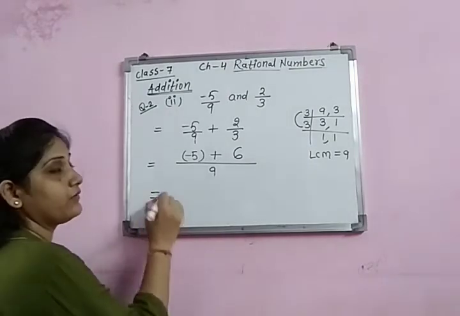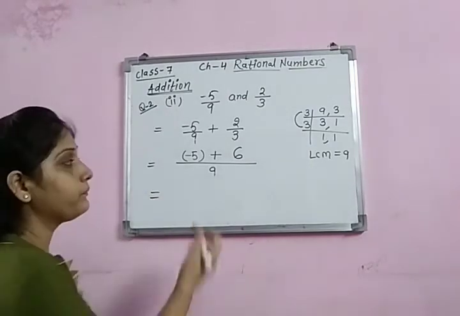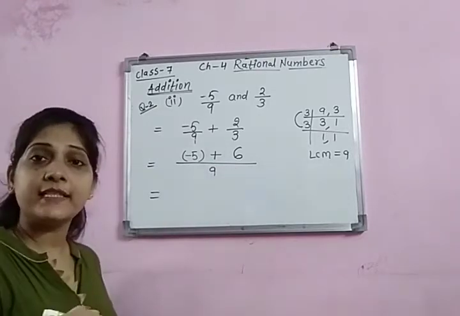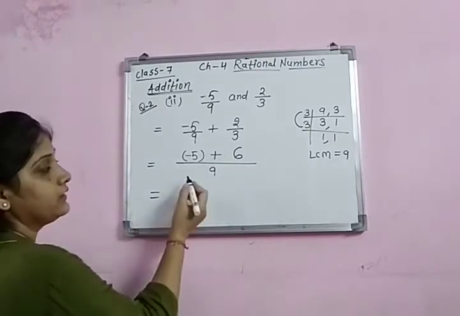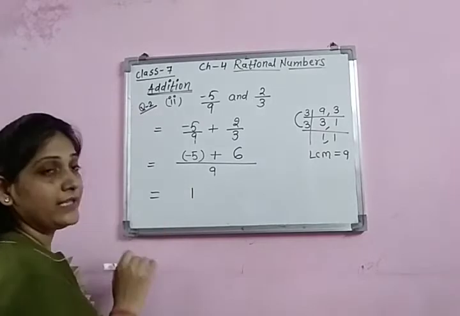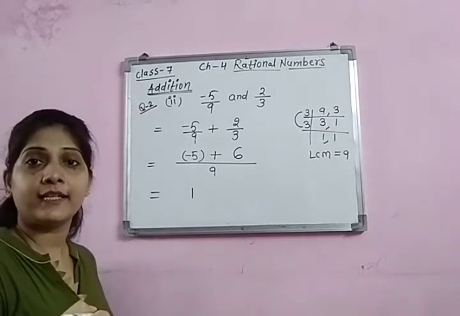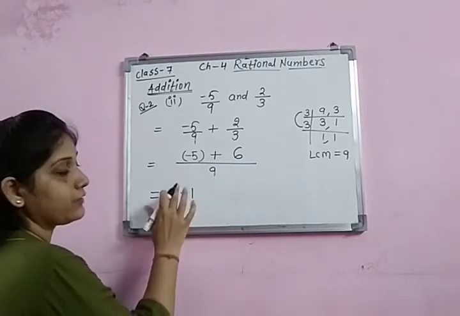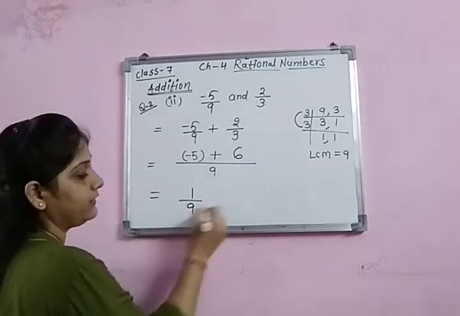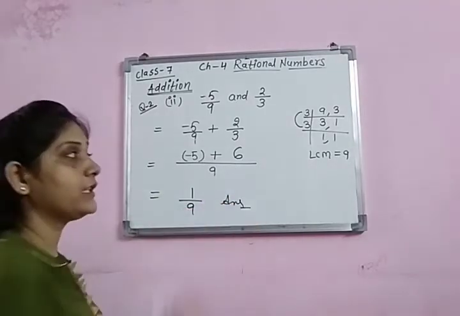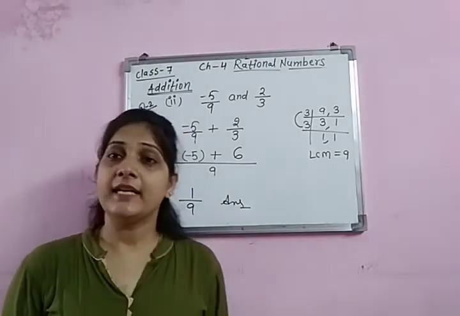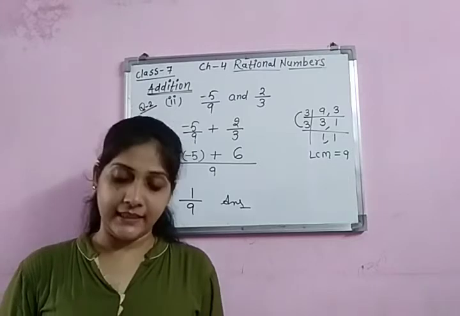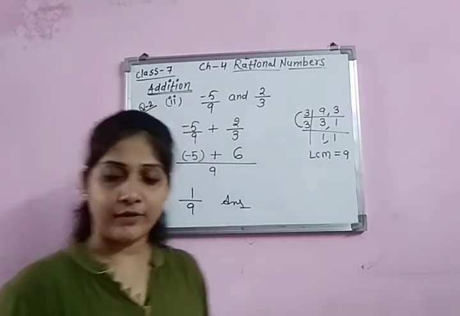The same procedure which we have done in fractions also. Now look at this. One is negative, one is positive. Opposite sign means subtraction. So 6 minus 5 gives me 1. With positive or negative? 6 is bigger, so positive, so no need to write the plus. You can only write 1 upon 9. This will be the answer. Okay, so in this way we can solve when the denominators are not equal. Let's do one more question.